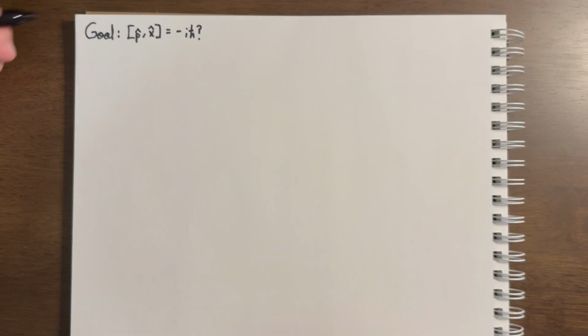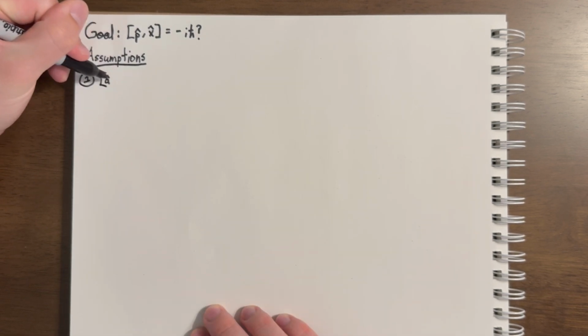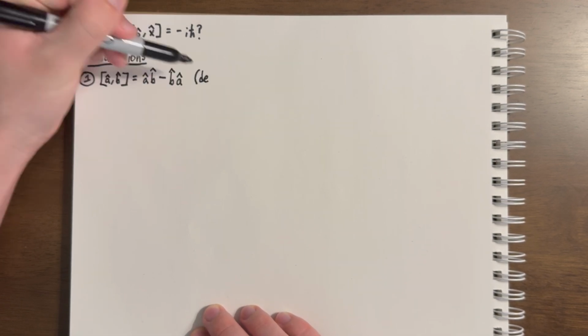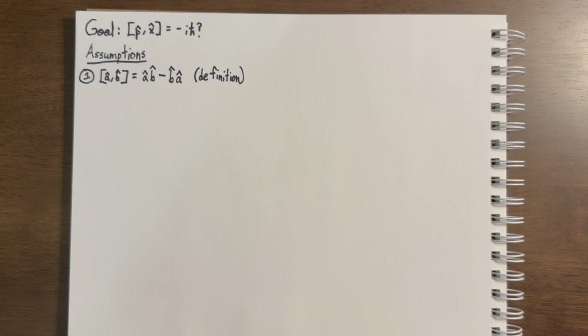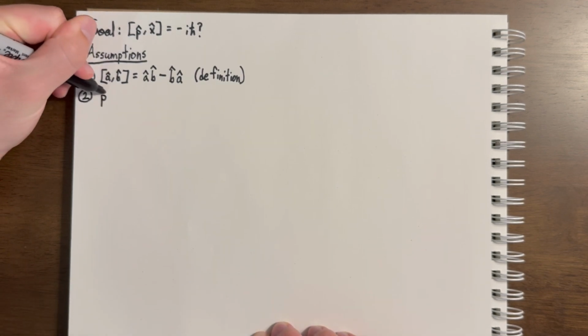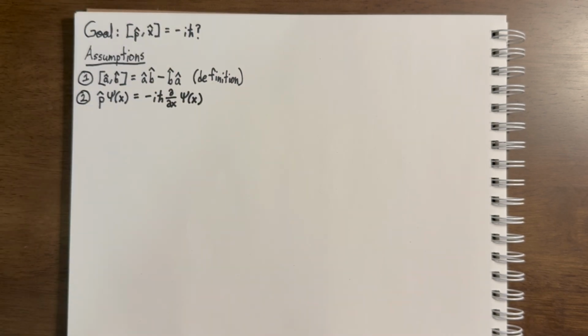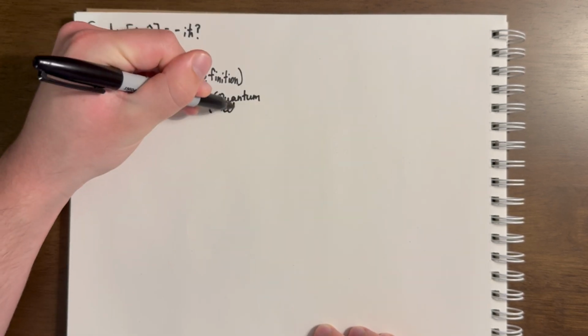Let's start by stating our assumptions. Number one, the commutator of two operators A and B is equal to A times B minus B times A. That's just the definition of what those brackets mean. Secondly, the momentum operator acting on the wave function is negative i h bar d/dx of the wave function. We stated this in our previous video and it comes from quantum mechanics.